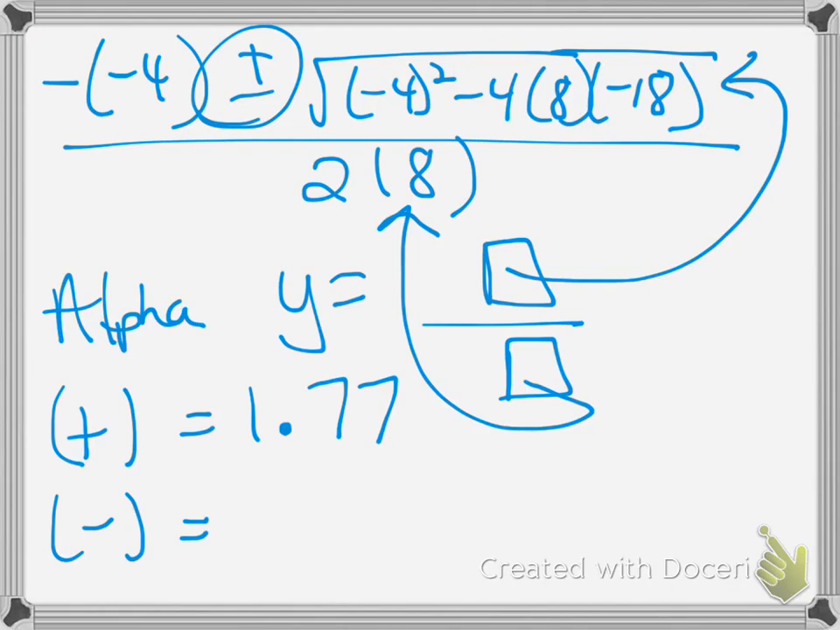Rounded to the 100th, that's where we're going to round, you should get 1.77. If you did not, you typed something in wrong. Make sure that you put the negative signs where the negatives go, because your calculator needs to know the difference between a negative and a subtraction sign. Here, this needs to be a subtraction sign. All the other signs should be negative signs.